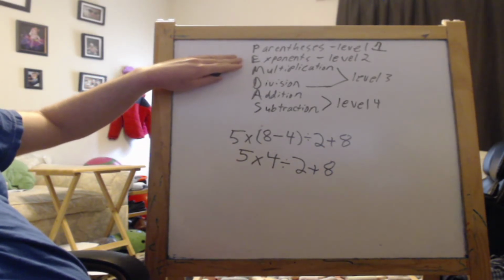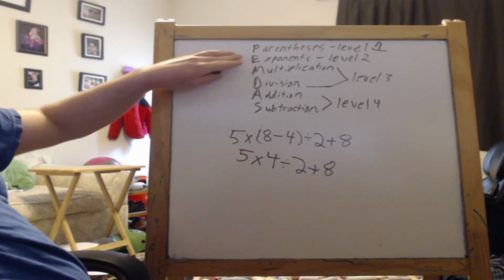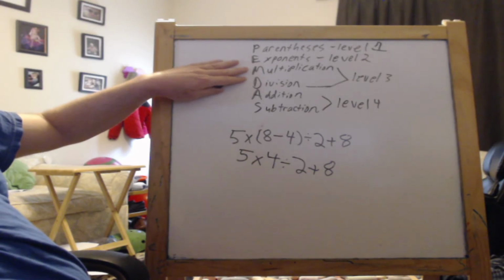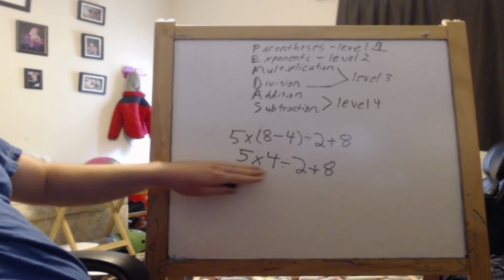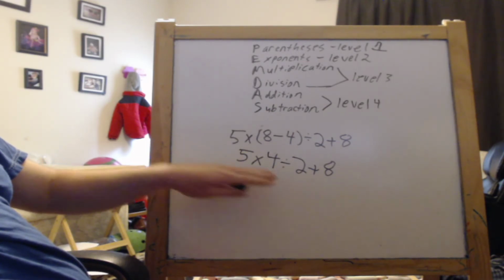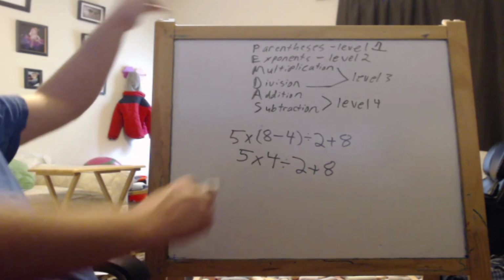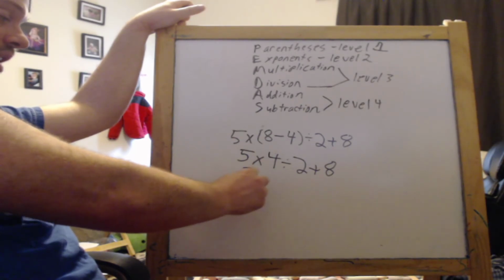Okay, now we have exponents. There are no exponents. I don't think we're going to do any exponents in 5th grade, but it's good to just know that that's what comes next. Multiplication and division. So we have 5 times 4, okay? So we're doing the multiplication and division from left to right. So 5 times 4 would be 20.